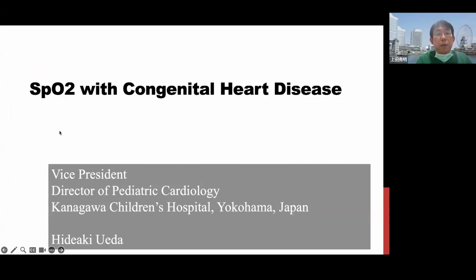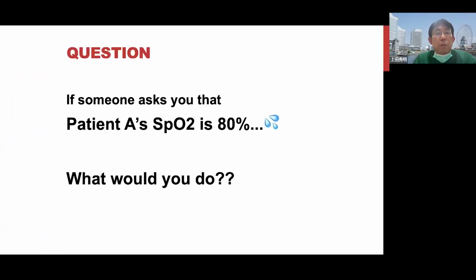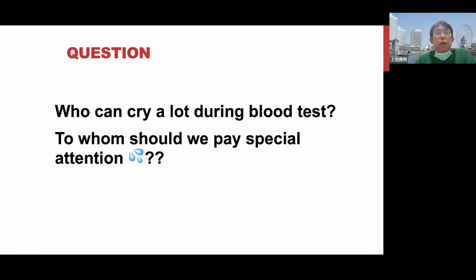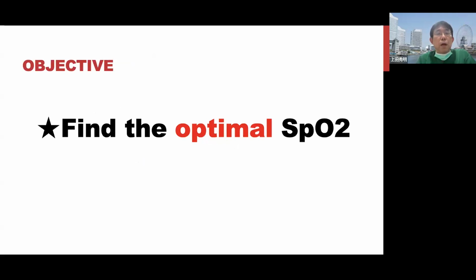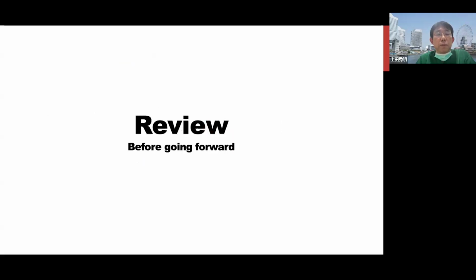So I would like to talk about the saturation with congenital heart disease. The question is, if someone asks you that a patient has a saturation of just around 80, what would you do? What would you think about it? Who can cry a lot during the blood test? To whom should we pay special attention? The objective of this talk is to find optimal saturations.